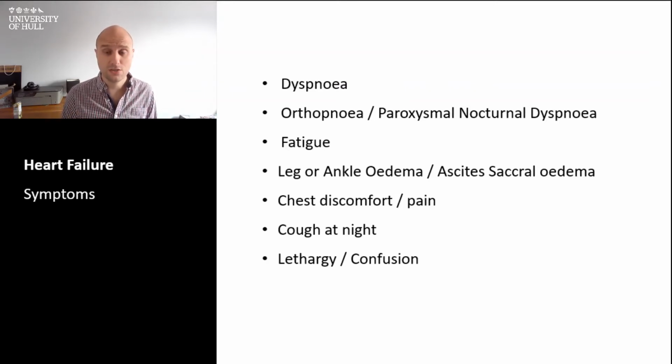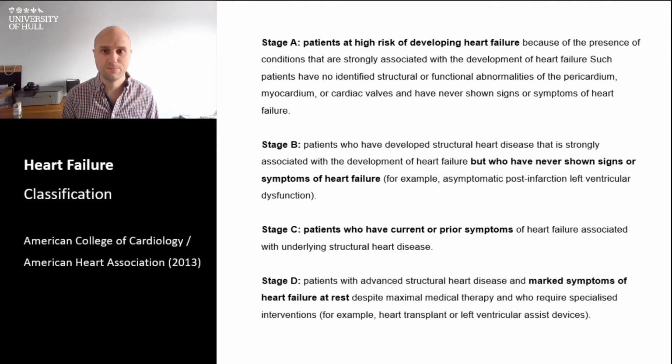They can have fatigue, as you can imagine, with a lower cardiac output state. If the heart failure is affecting the right side of the heart as well, they may get ascites forming, sacral edema, or edema at the ankle or the lower leg. There can be chest pain. There can be a cough at night, and also if you imagine if your brain is failing to be perfused, then you might end up confused or feeling very tired, very lethargic.